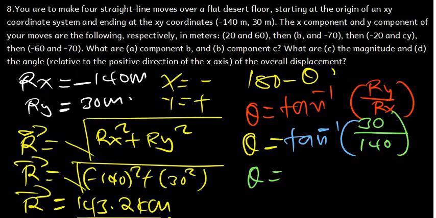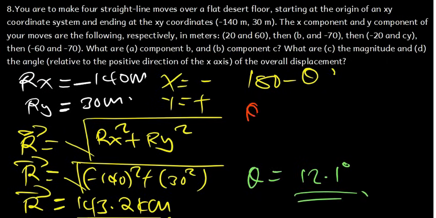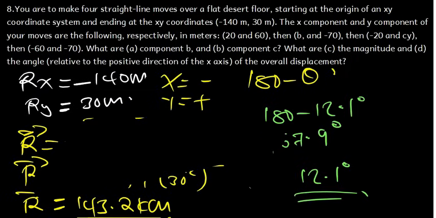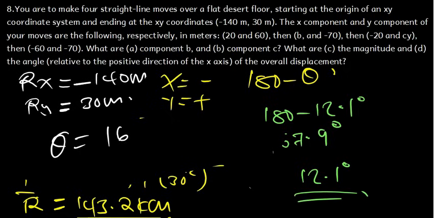So I'll get my theta to be 12.1 degrees. Now I have to say 180 minus this. So we're going to have 180 minus 12.1 degrees. From the positive x-axis, this is going to give us 167.9 degrees, but we can just round it off. The theta, which is the direction, is going to be 168 degrees from the positive x-axis. So that is it for question 8.